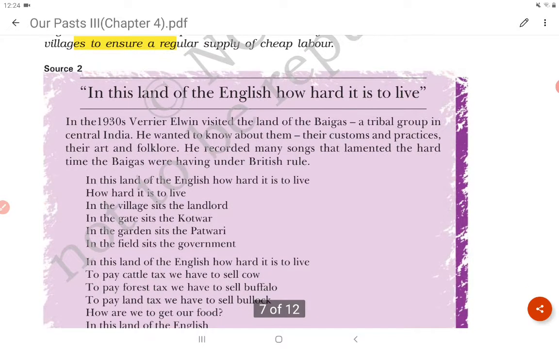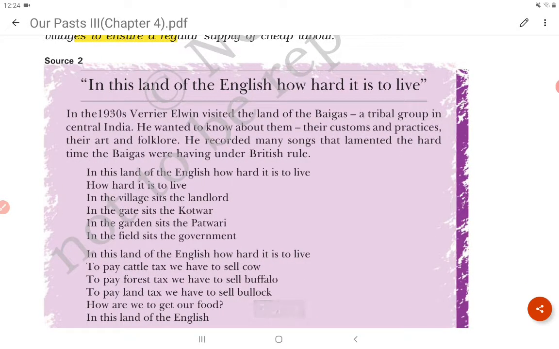In this land of the English, how hard it is to live. In the 1930s, Verrier Elwin visited the land of the Baigas, a tribal group in central India. He wanted to know about them, their customs and practices, their art and folklore. He recorded many songs and lamented the hard time the Baigas were having under British rule.